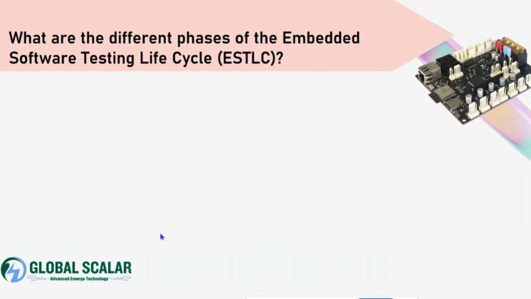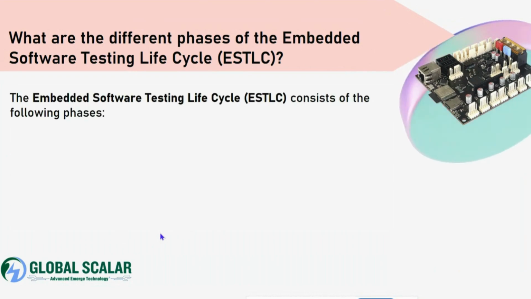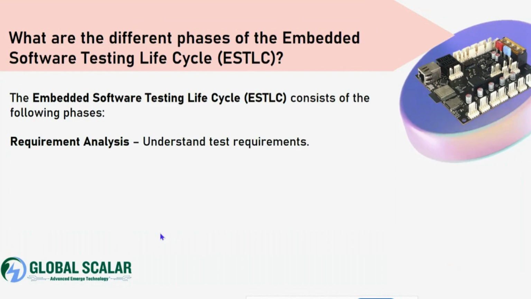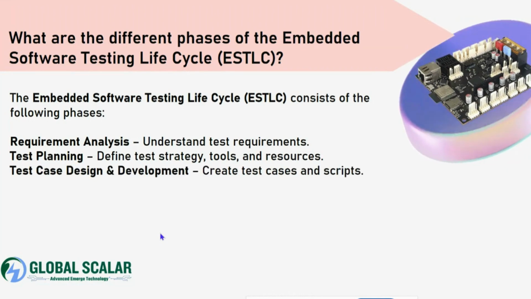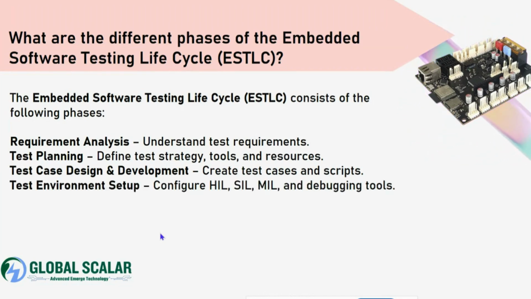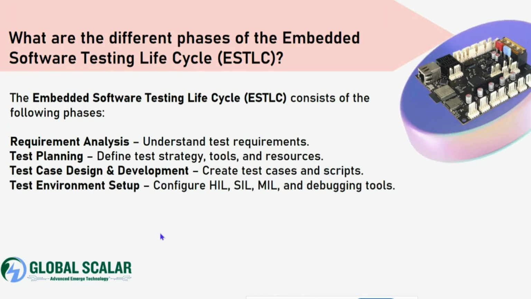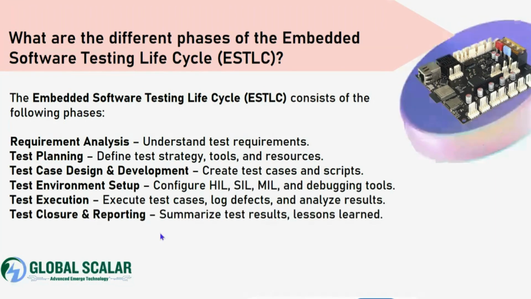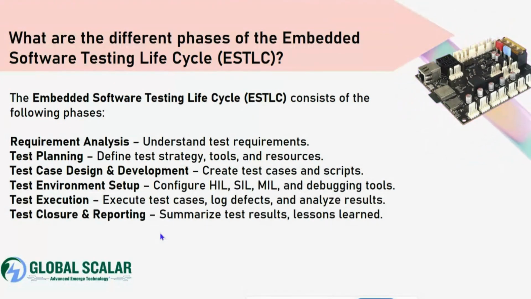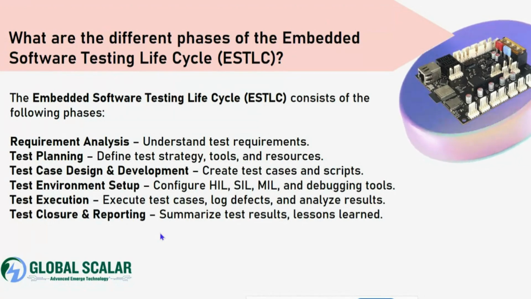What are the different phases of the embedded software testing lifecycle? It consists of requirement analysis, to understand the test requirements; test planning, which defines the test strategy, tools, and resources; test case design and development, to create the test cases and scripts; test environment setup, to configure the HIL, SIL, MIL, and debug tools; test execution, to execute the test cases, log the defects, and analyze the results; and test closure and reporting, to summarize the test results and any lessons learned during the testing, which will be added as part of the lessons learned.